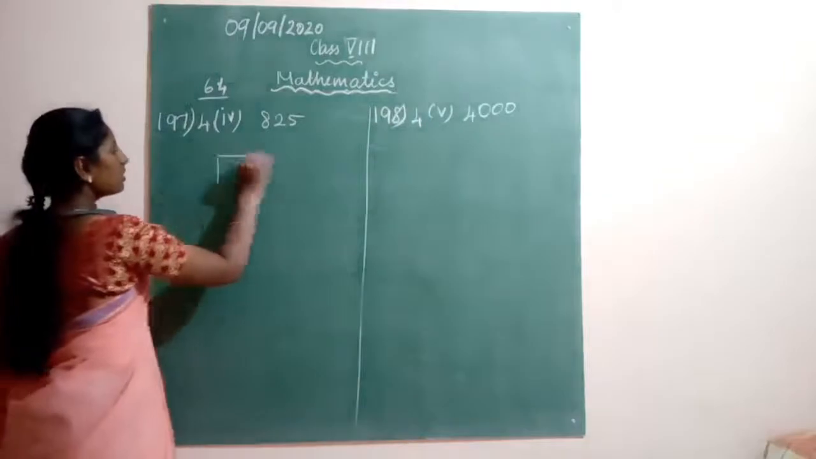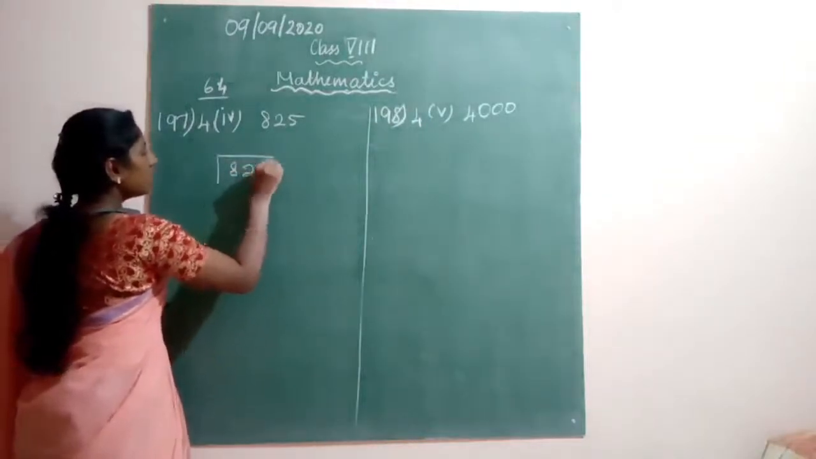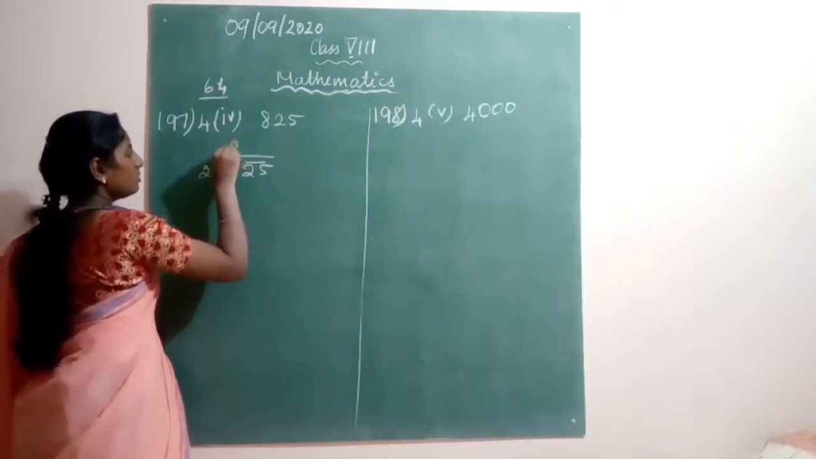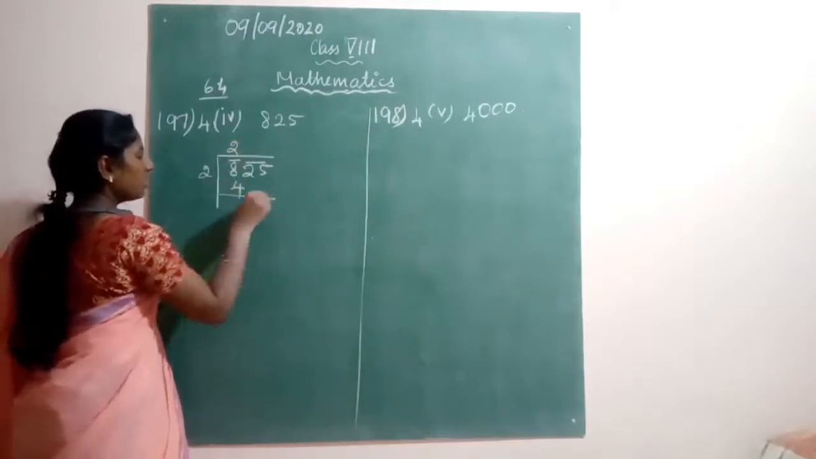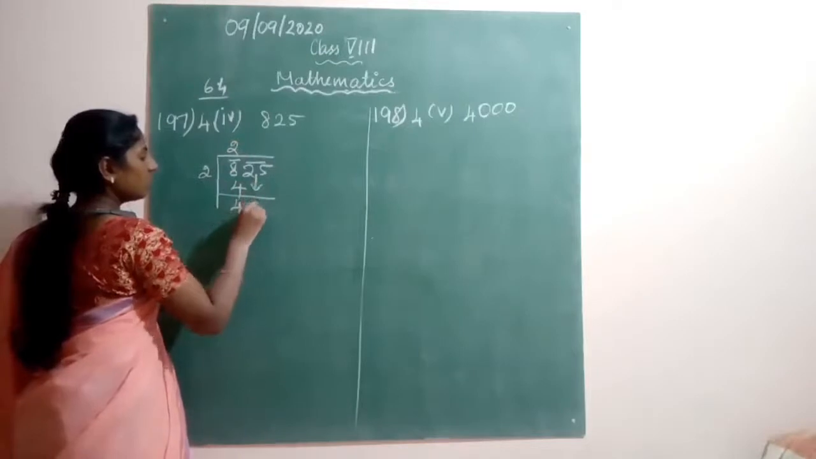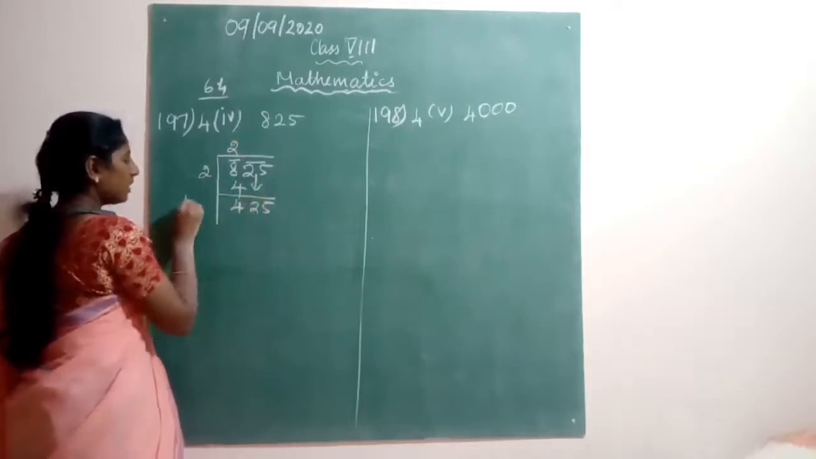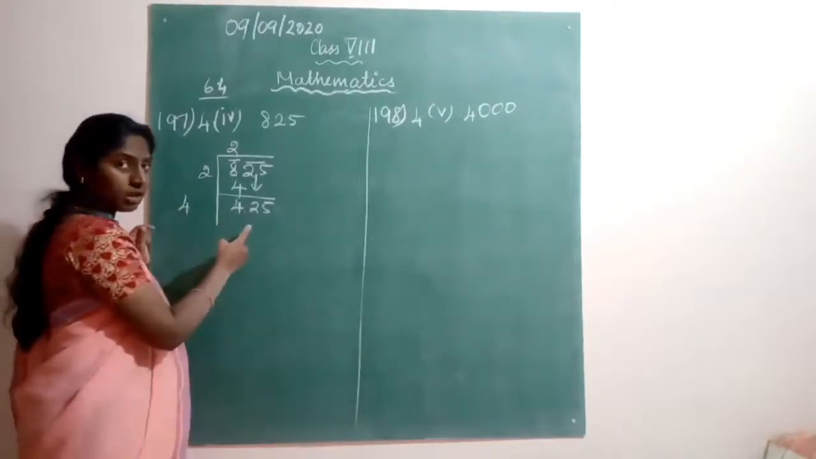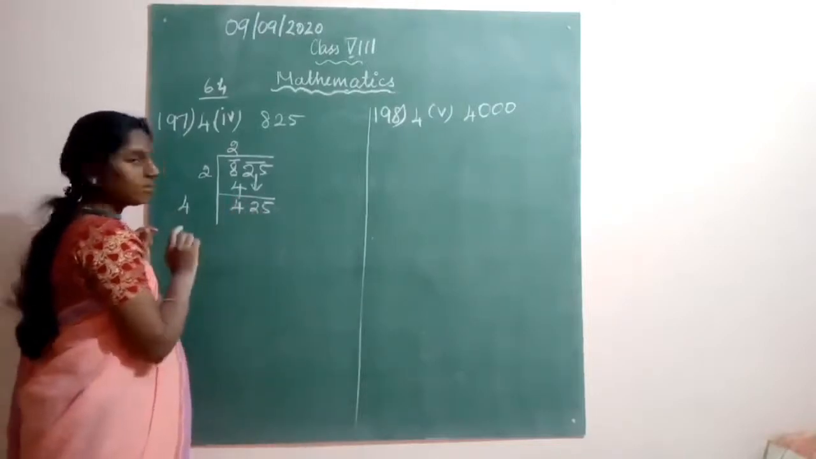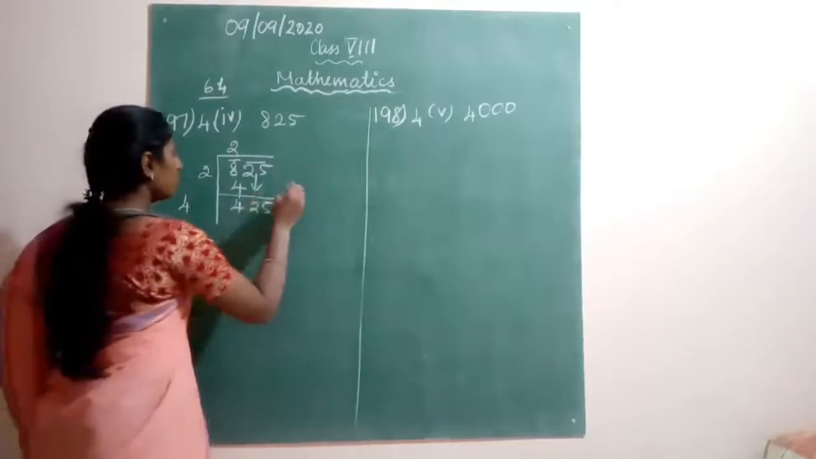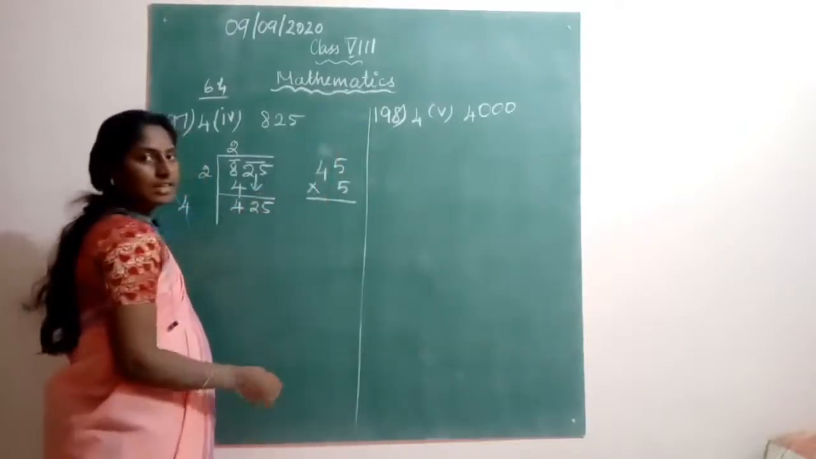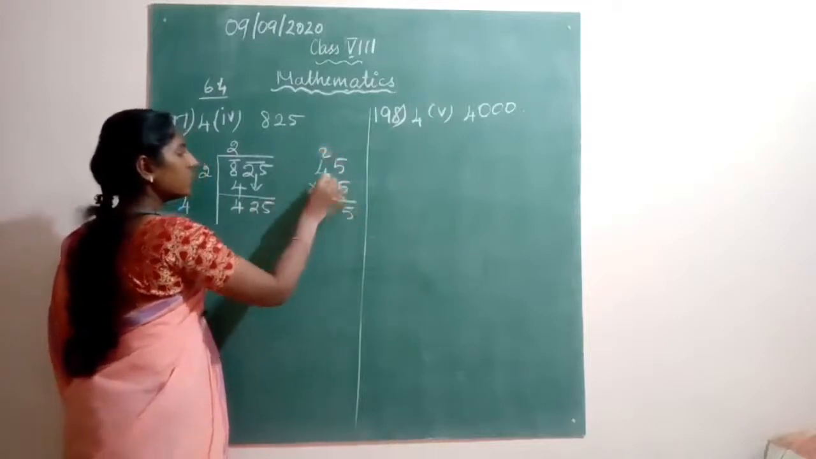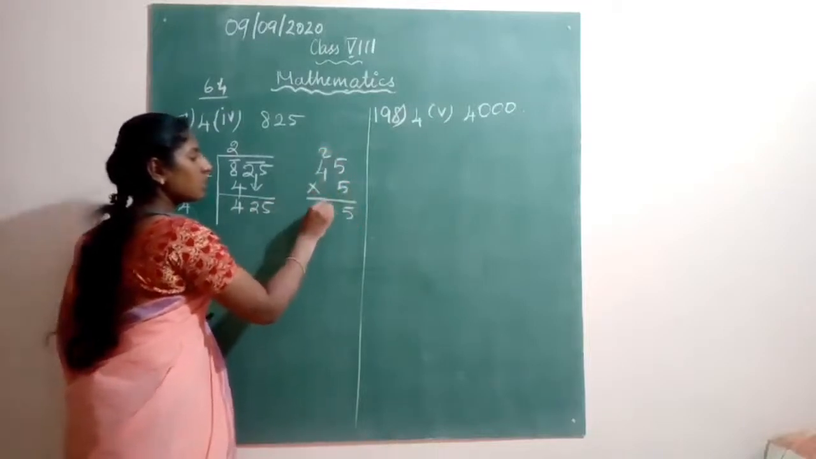Okay? So do the long division. So 2 2s are 4, remaining 4, bring down 25. And here you will write 4. Okay, and here it is 425. Let us take it for 45 into 5. 5 5s are 25. 5 4s are 20, 20 plus 2 is 22.